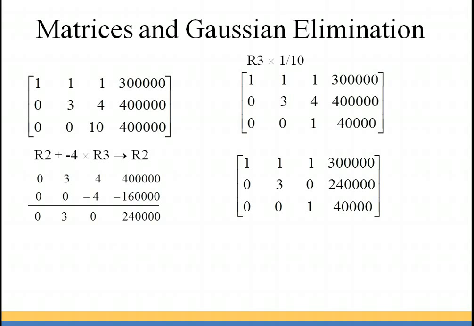So now for row 2, we only have one variable left. So we could actually solve for y at this point, but we're going to keep working the matrix.